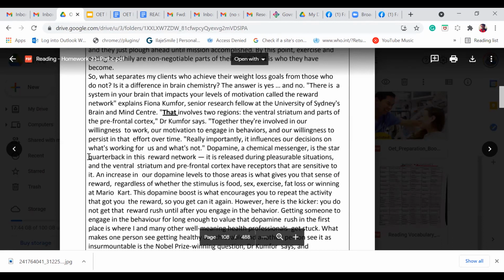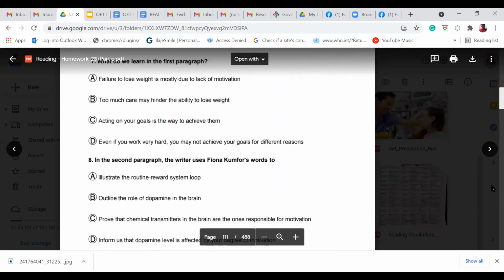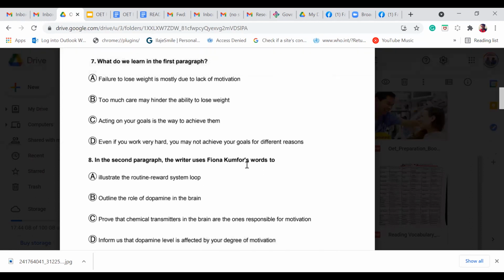So what was the writer referring to when he mentioned Fiona Comfort? Let's go to the options. So you see there in the options, who can tell me the answer? You know the answer already. Type it in the chat box or in the comment section. Is it A, is it B, is it C or D?